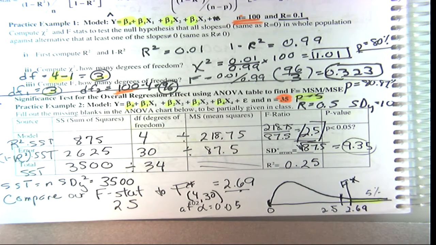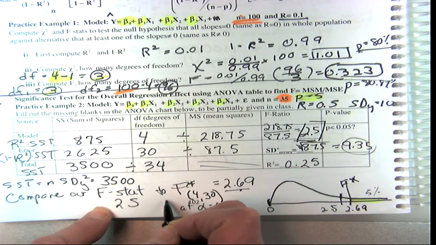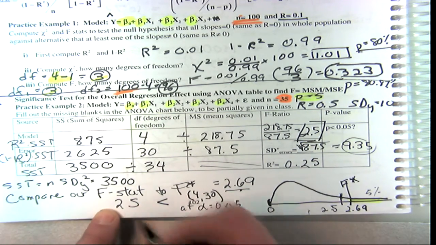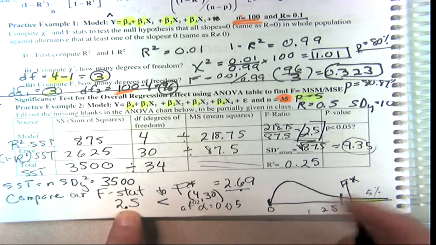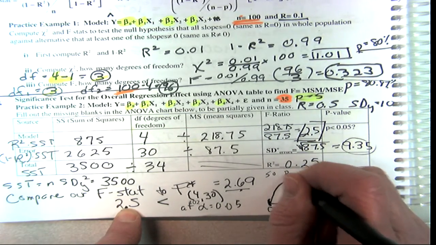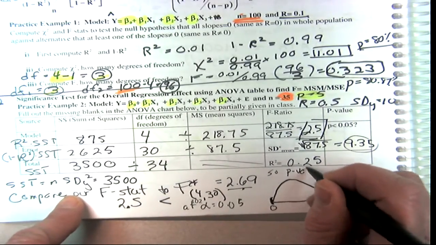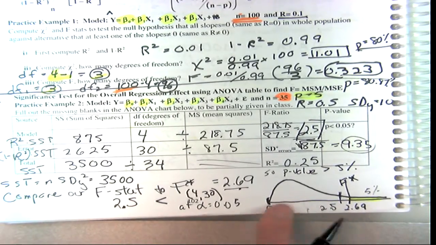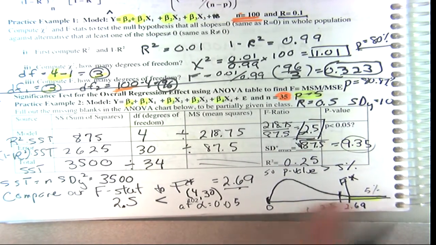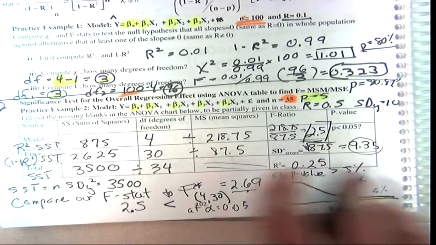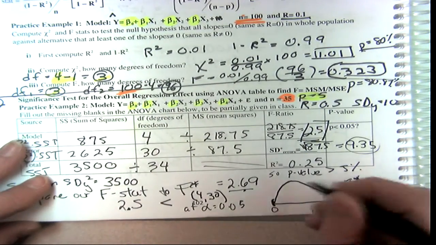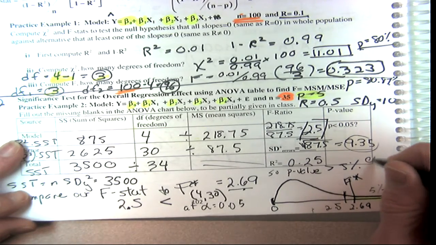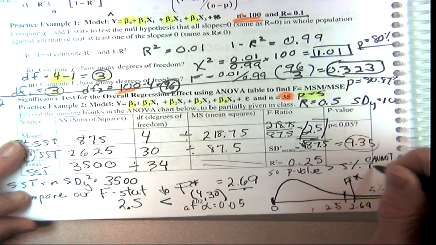Okay, so we'll just say we cannot reject the null. We compare: our F is less than 2.69, so our p-value is greater than 5%. So we cannot reject the null. We can say it's plausible that this model isn't doing anything. If we reject the null, then we say, hey, we got something in the model. All right? So we cannot reject the null at 5%.